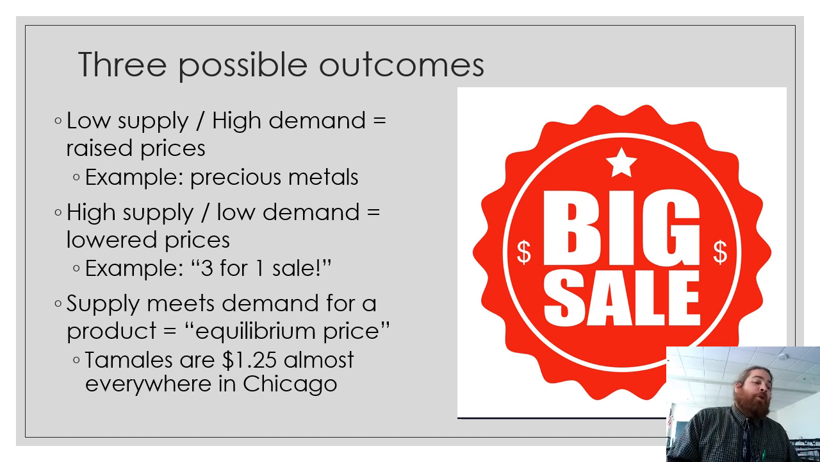The third possible outcome is where supply actually is going to meet demand for a product. We'll get into this later in the year, but this is called the equilibrium price. And when you look at things like tamales or sodas, you notice that pretty much wherever you go, they're about the same price. And so that's because there are as many tamales as people want, and so the price of them is going to be very, very stable. And so those are kind of the 3 outcomes when we're looking at supply and demand.